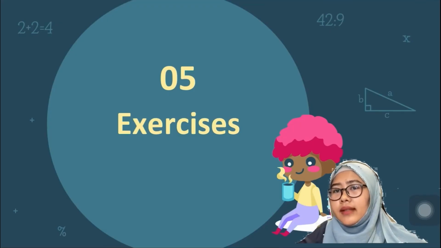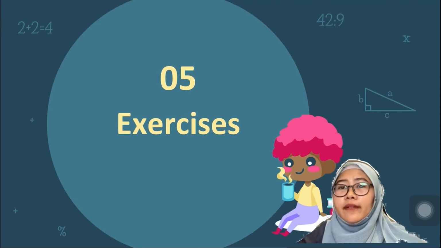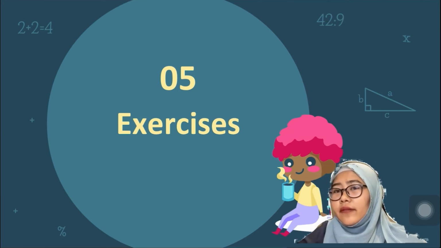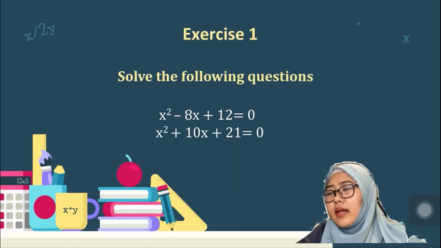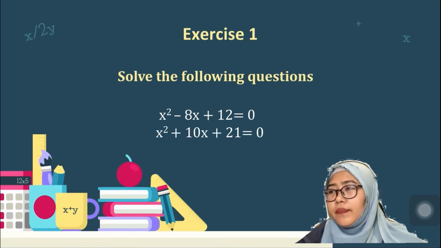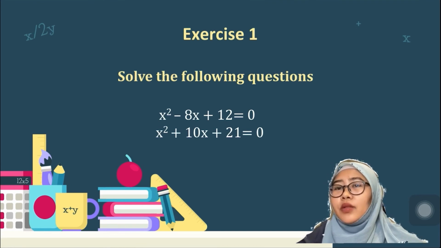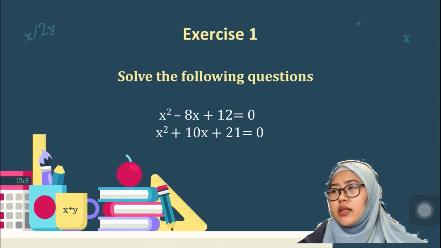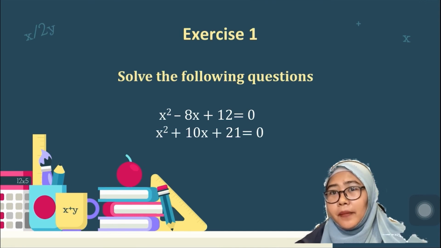For the fifth part, we're going to take a look at the exercises for this quadratic functions subtopic. Based on what we have learned in parts 1, 2, 3, and 4, we should take a look at the equations. For the first exercise, it says to solve the following equations. The equations given are x squared minus 8x plus 12 equals 0, and x squared plus 10x plus 21 equals 0. For these equations, you have to find the 2 x values, which are the x-intercepts for each of the equations. So you can use the apps that we have suggested in part 2.